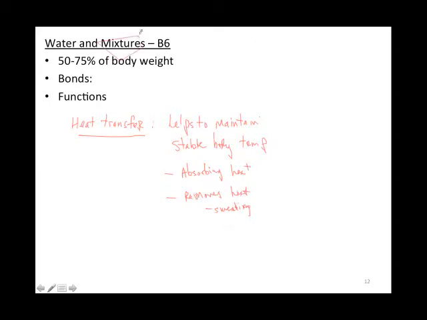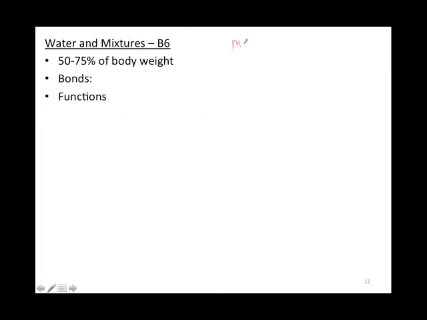Now, I'm going to define mixture here for you real quick. A mixture is basically defined as a physical blend of substances, but there are no chemical changes occurring between those substances. No reactions. I'll give you an example.